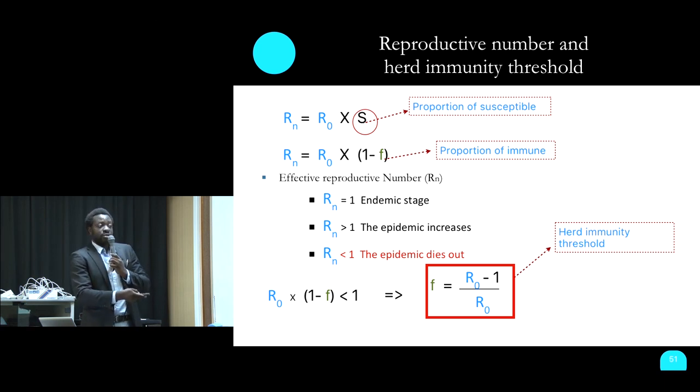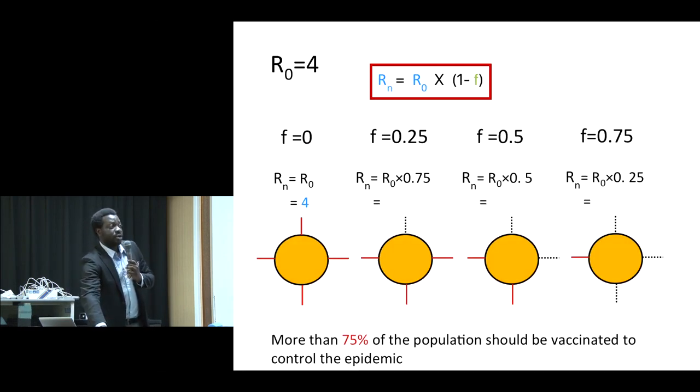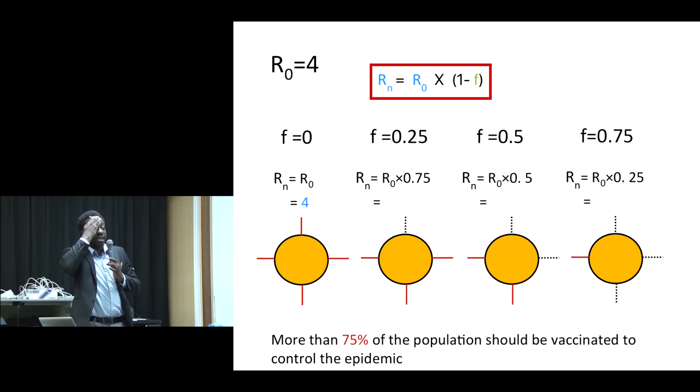So from this formula here, we can deduce what we call the herd immunity threshold, which is the smallest fraction of people we need to immunize, or we need to give vaccine to, in order to have a good effect for the vaccination. So the herd immunity threshold is just R0 minus 1 divided by R0. Let's see some examples here to make it more realistic.